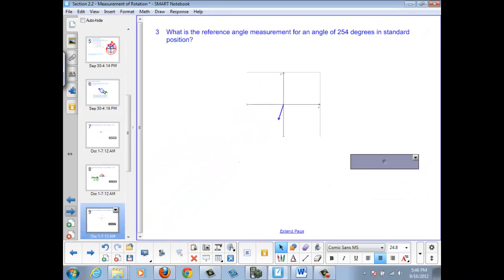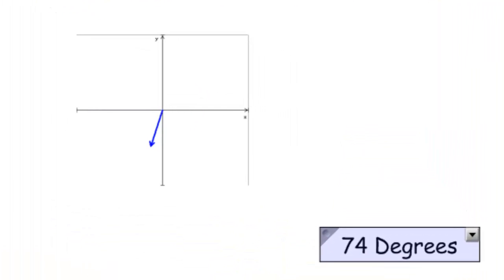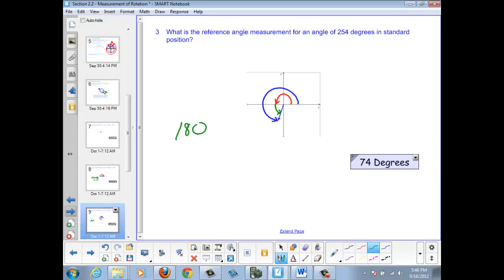What's the reference angle measurement for an angle of 254 degrees in standard position? I'm going to pause again. Hopefully you got 74 degrees. So our reference angle would be right here, attached to the horizontal axis. And we can see that since our original angle was here, we could take 180 degrees and add it on to our reference angle, or subtract 180 from 254.